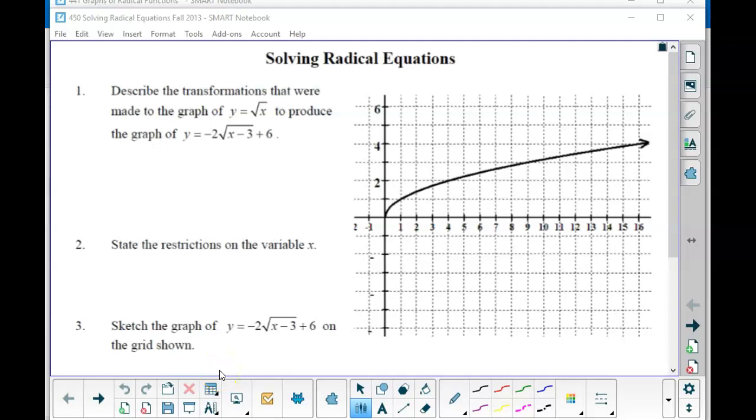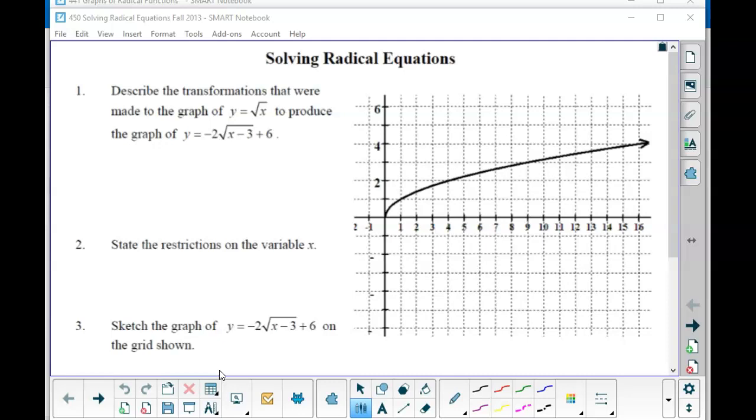Okay, so the first one is really a review of the last lesson. It says describe the transformations, then state the restrictions, and then graph it. So this is really a continuation of what we just did. So I'll give you a few minutes to work on that.